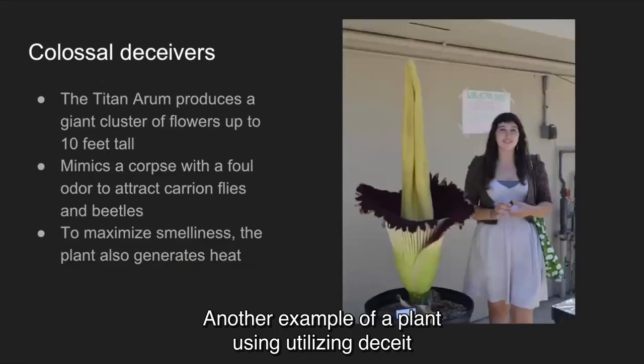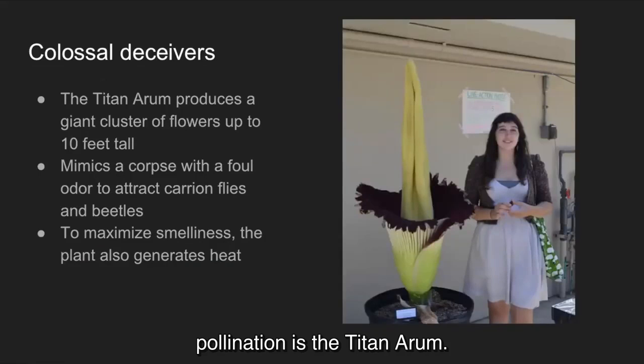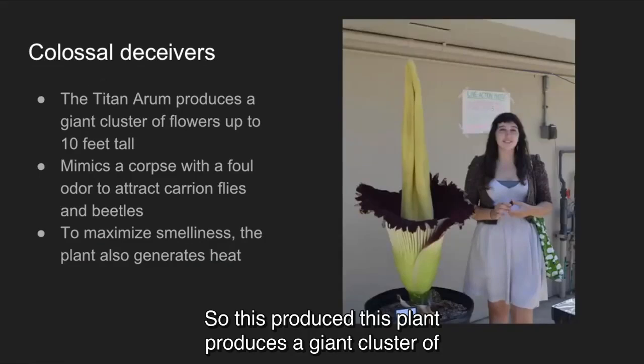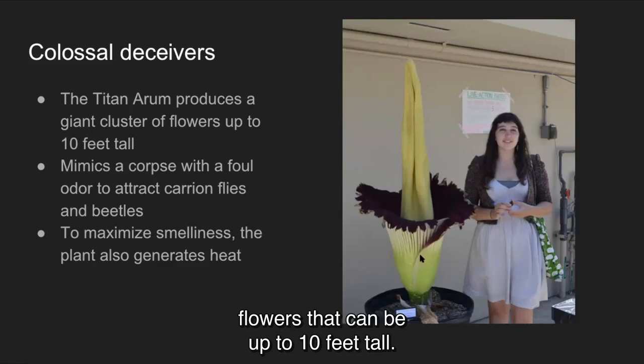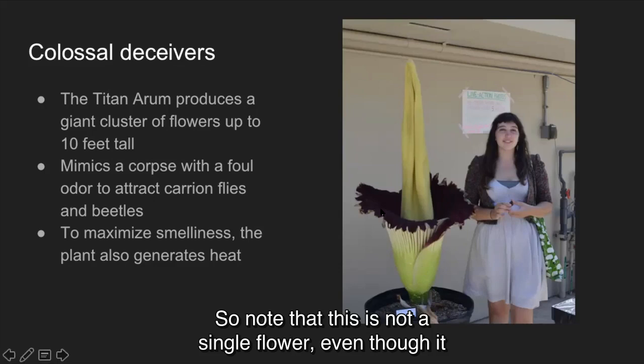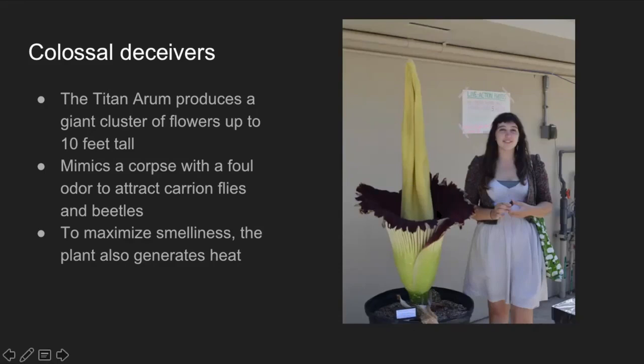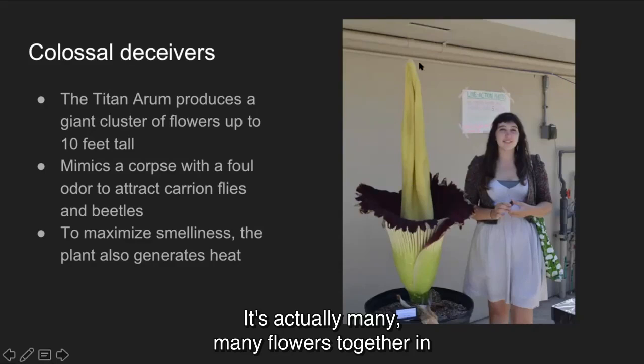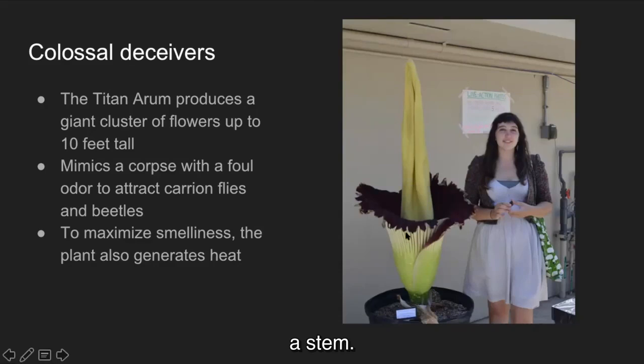Another example of a plant utilizing deceit pollination is the Titan arum. This plant produces a giant cluster of flowers that can be up to 10 feet tall. Note that this is not a single flower, even though it might look like one. It's actually many, many flowers together in a stem.